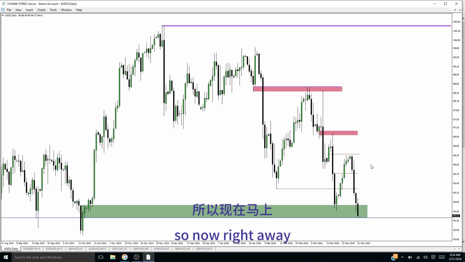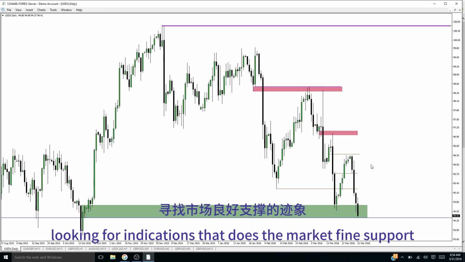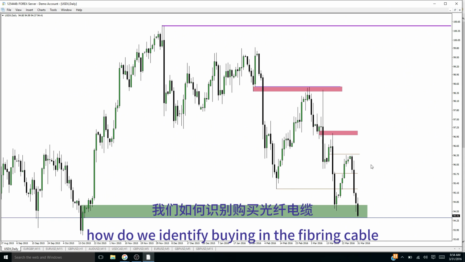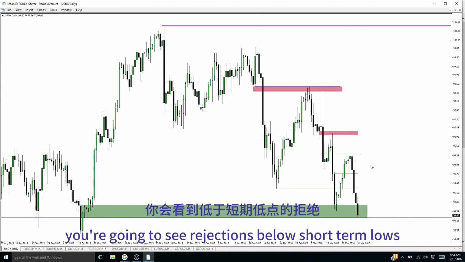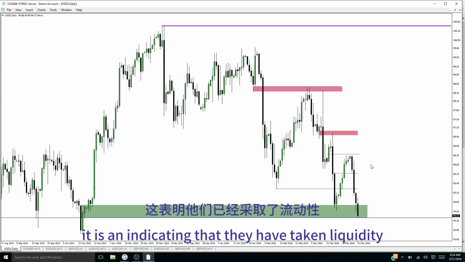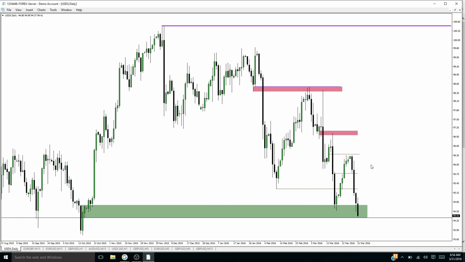So right away, the premise is you go in looking for clues, looking for indications: does the market find support? Is there buying going on? How do we identify buying in the fiber and cable? You're going to see rejections below short-term lows, and once it blows those lows out and it runs north, what is that indicating? It's indicating that they have taken liquidity out of the marketplace in the form of what?